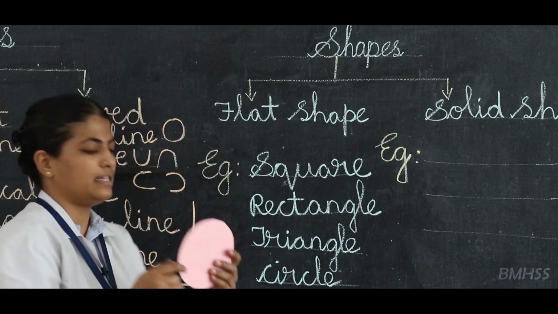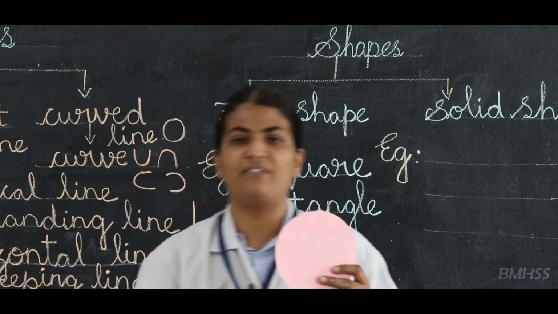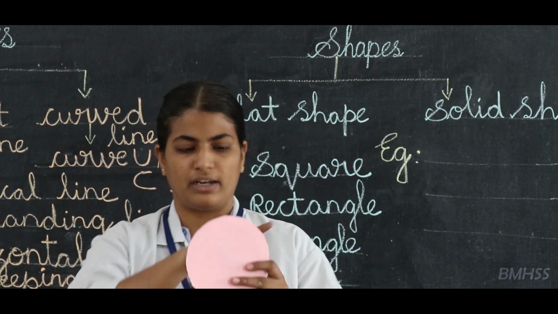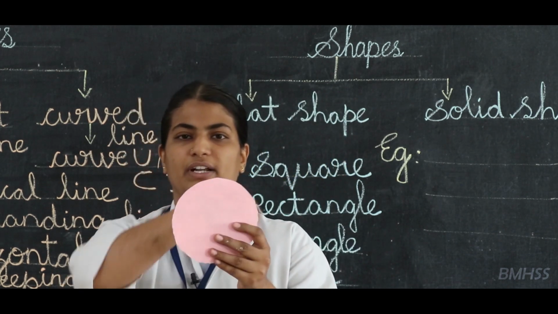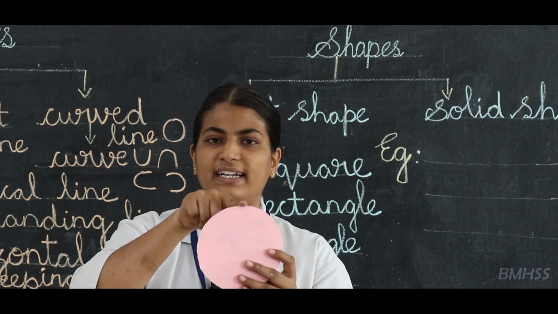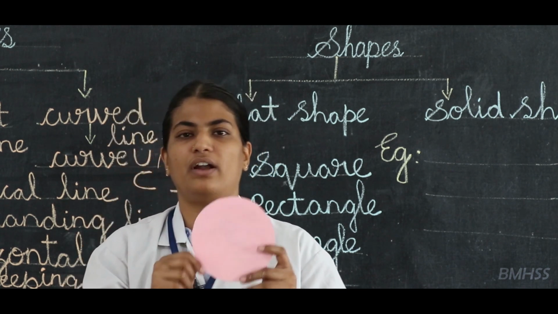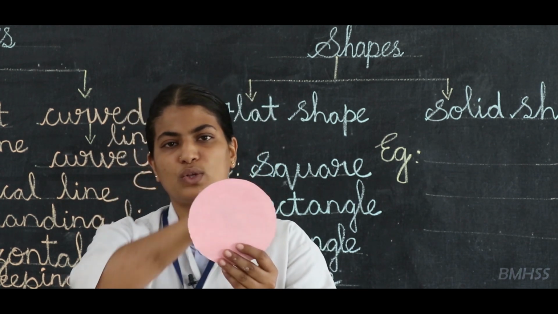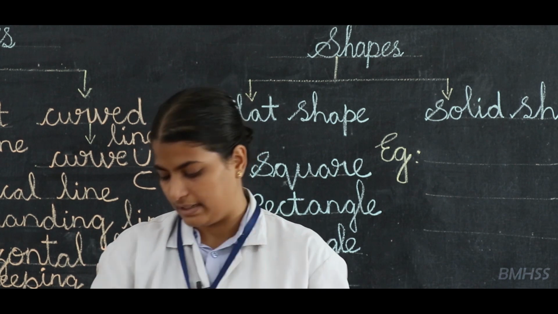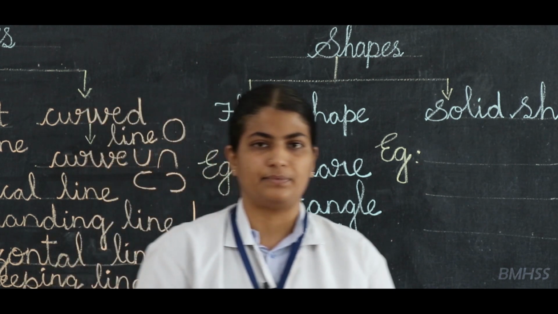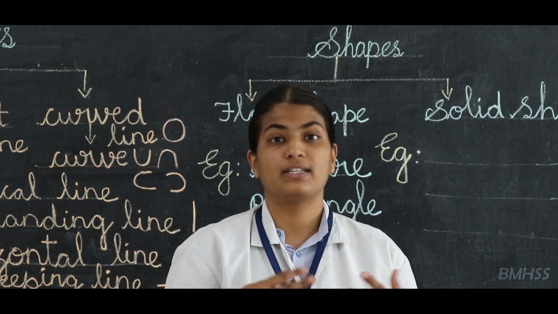C-I-R-C-L-E, circle. So in circle, you don't have any side or any corner. It is a closed curve. It is round. Children, where it is starting, where it is ending, you cannot find it. It is a closed curve. So this is a circle. Next, we are going to see what are all solid shapes.